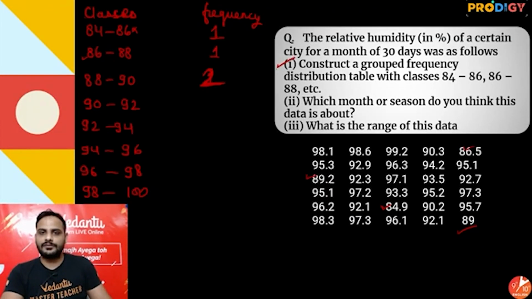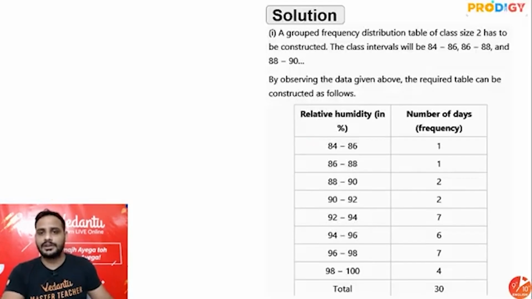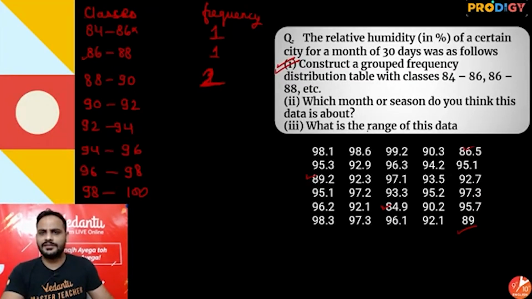ठीक है, first one will be done. Which month or season do you think this data is about? तो देखो, we'll see कि relative humidity is from 84 to 100, so humidity is very high. So we can say it will be rainy season, है ना? The data will be for rainy season.